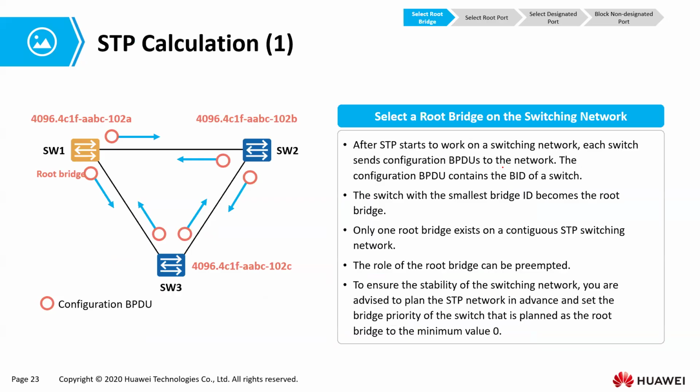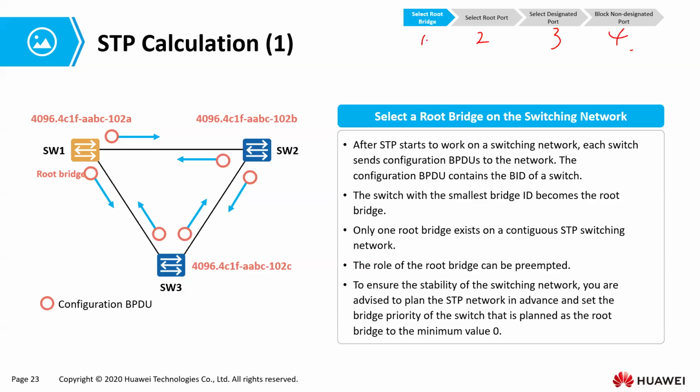STP calculation, number 1, select a root bridge. We have simple steps, step number 1, 2, 3, 4. These are the steps you need to understand with respect to STP. Number 1, we need to select the root bridge. How do we select that? We compare the bridge IDs.